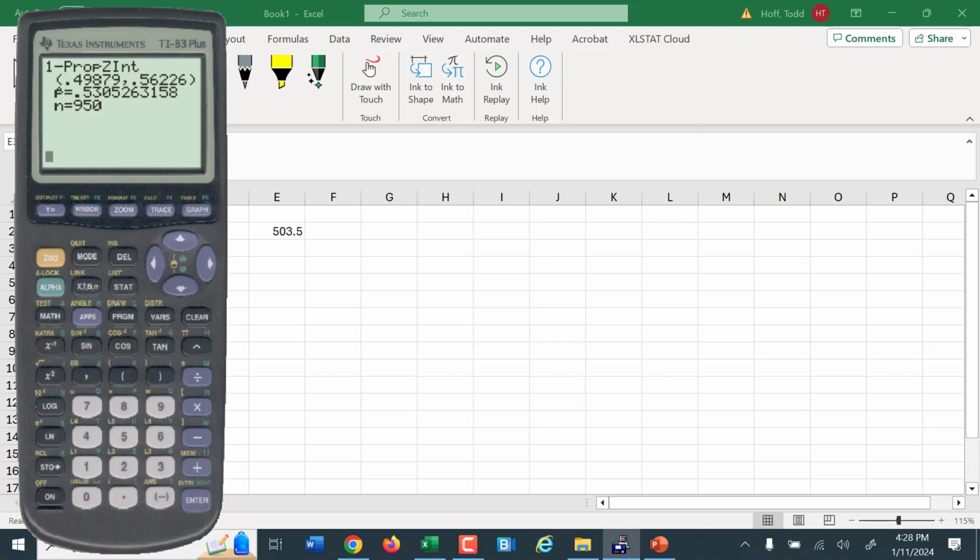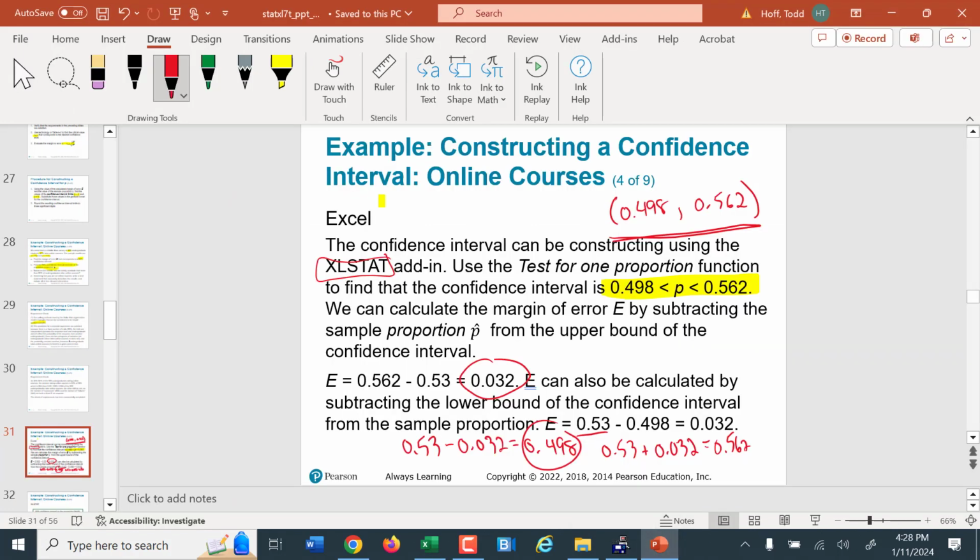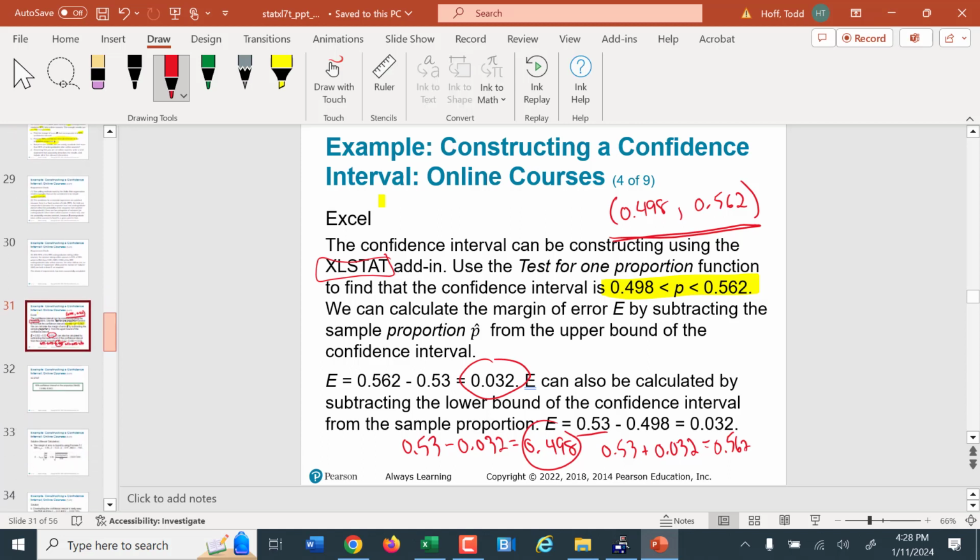There we get 0.499 to 0.562. A little bit different than what we had here, simply because of the round off I'm putting in. But 0.498 to 0.562 is what we had here. Just a couple of extra decimal places in that calculation.